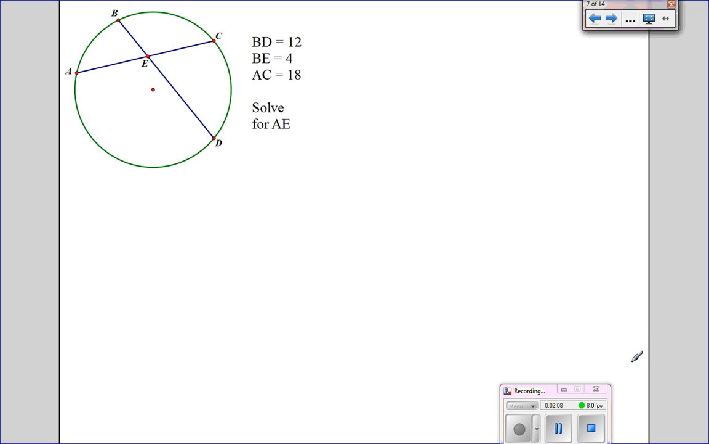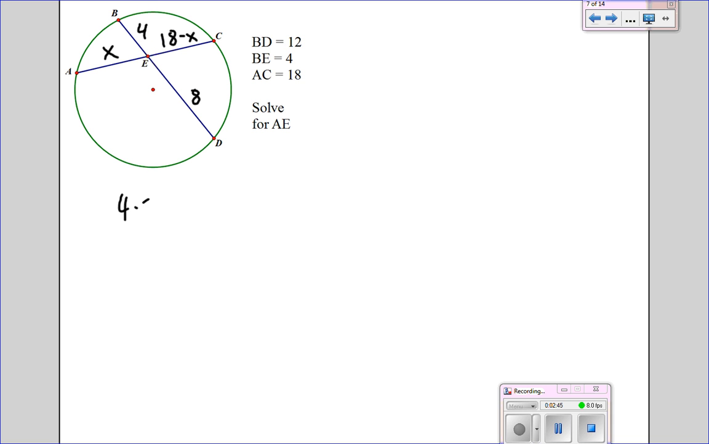All right, this one's a little bit harder, so I want you to pause and see if you can figure out how to set this one up. All right, let's see how you did. So all of BD is 12, BE is 4. So if all of it's 12 and this is 4, that makes 8. AC is 18. So it doesn't tell me what each part is. So let's call this part x, and we'll call this 18 minus x. Because if the whole thing is 18 and this is x, then what's left is the whole thing minus that segment. So that's the setup there.